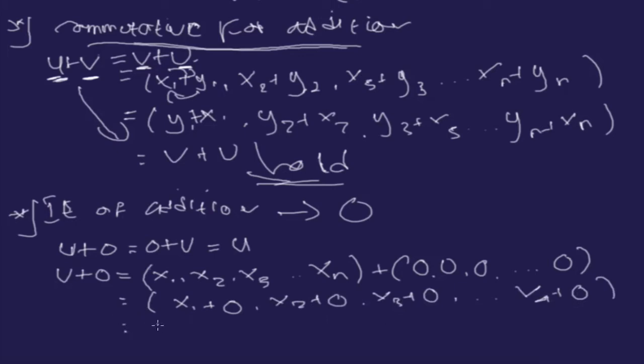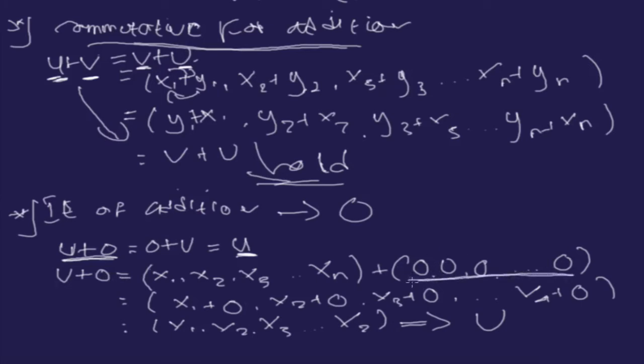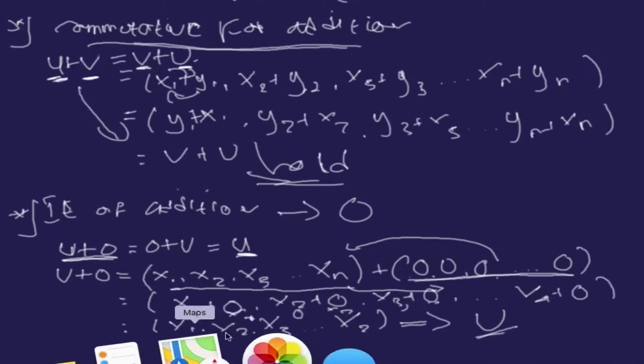So it will be x1, x2, x3, and xn. What is it? It is the vector u. So we have proved that u plus 0 is u. By using the same method, you can switch the first term to the second term and you will get the same answer. It will move to 0 plus x1, 0 plus x2, 0 plus x3, and you will get the same u.